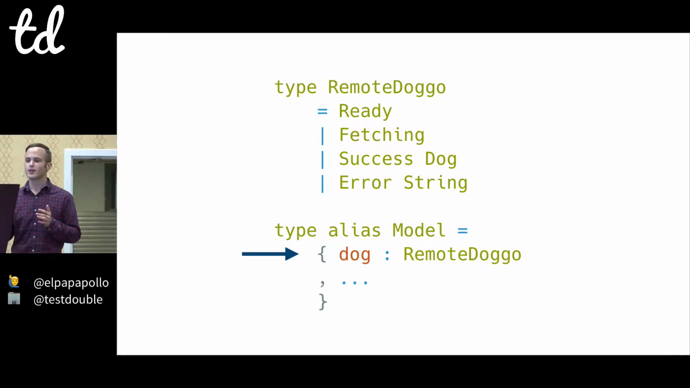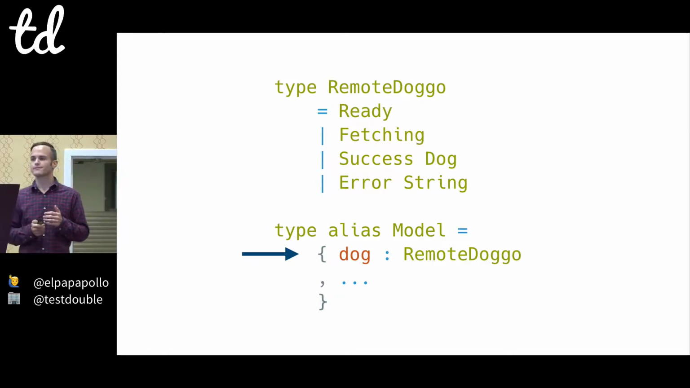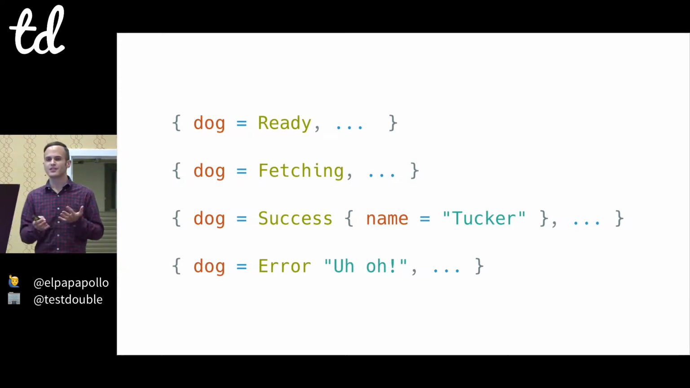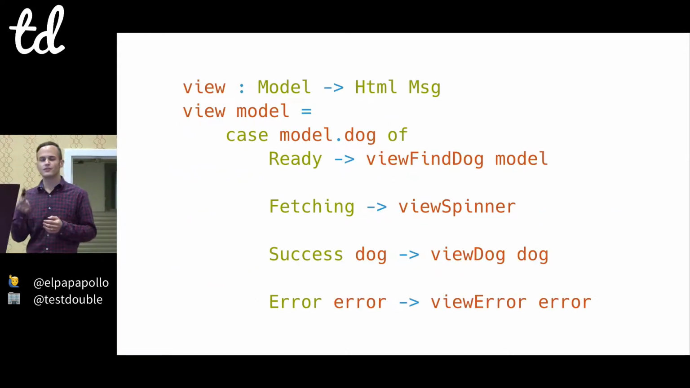Then inside our model, we can create a dog field that uses our remote doggo type. That means our dog can only be in 4 valid states, and there is no chance of mixing up fields into an invalid state anymore. So not only do we eliminate impossible states, but we make the code clearer for ourselves and our teammates with stronger domain concepts. Inside our view function, we can swap our if-else branches for case branches.